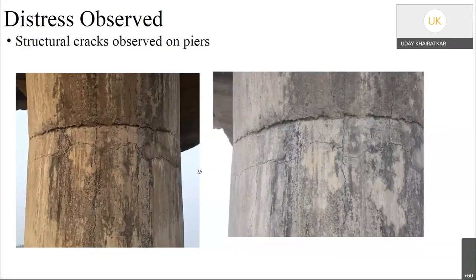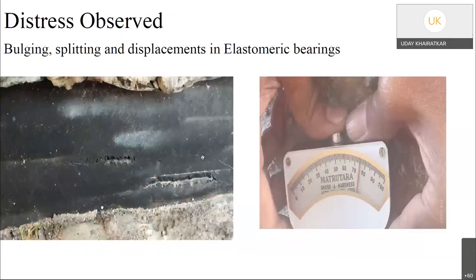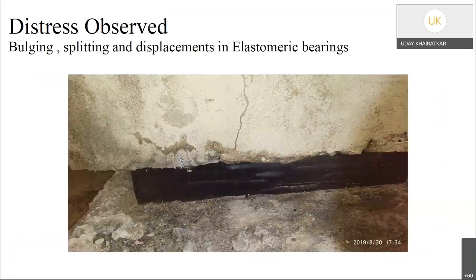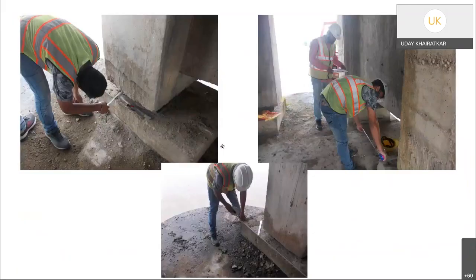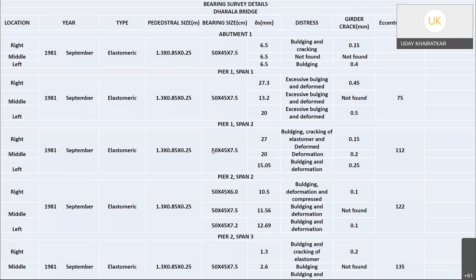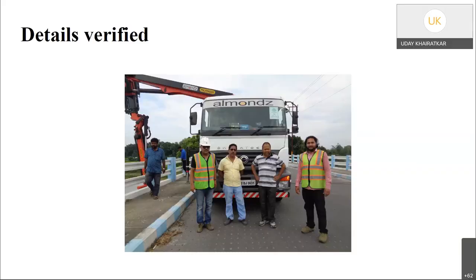There are also structural cracks on the piers. Bulging and splitting and displacement in elastomeric bearings has been observed. Our team working, measuring the dimensions of the elements. The summary of the observations.